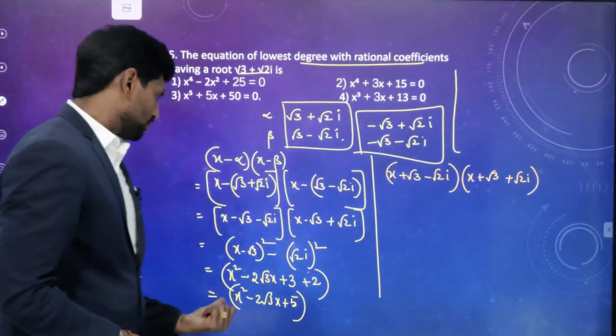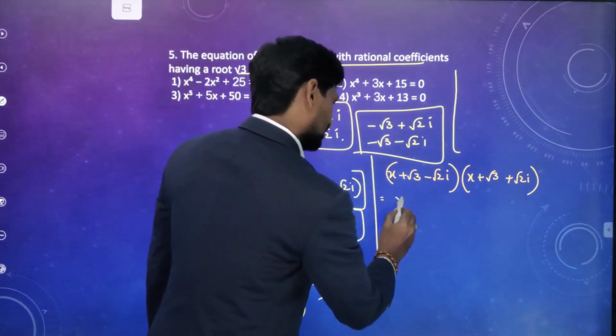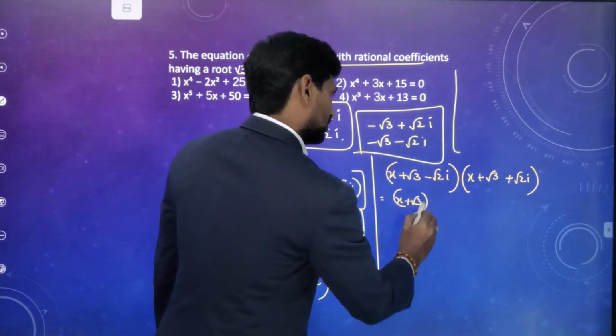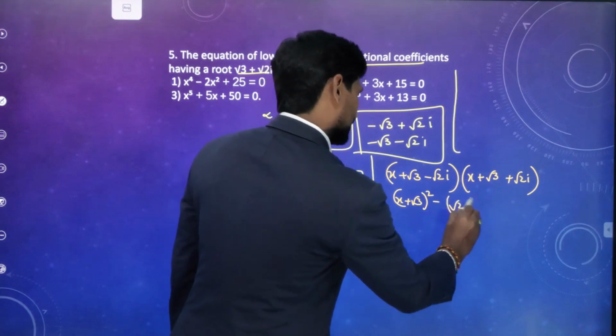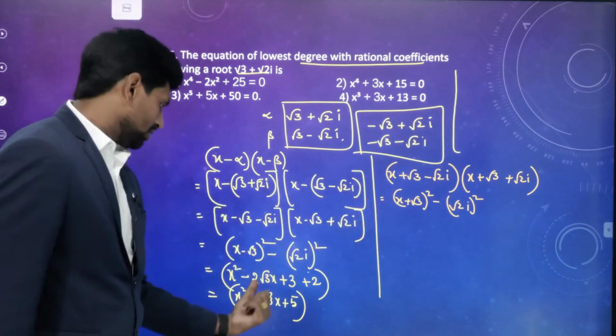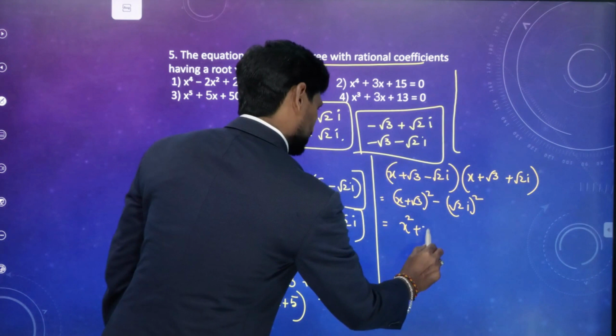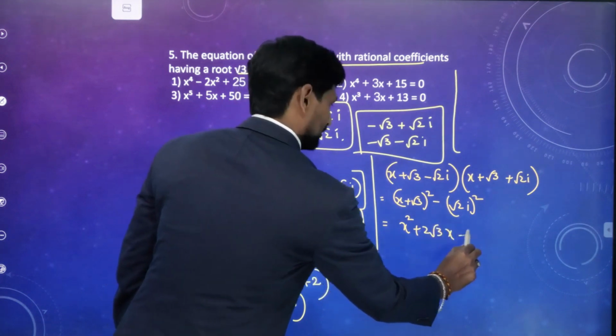Same as the previous one, a plus b into a minus b formula, a square minus b square. That means x plus root 3 whole square minus root 2i whole square. Same will come, right? But here minus is given, here plus is given. So the last answer will have the symbol changed. That means x square plus 2 root 3x plus 5.